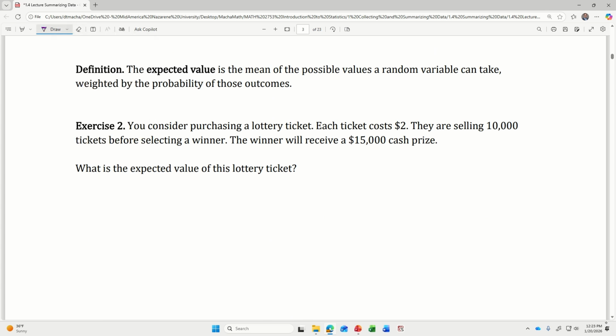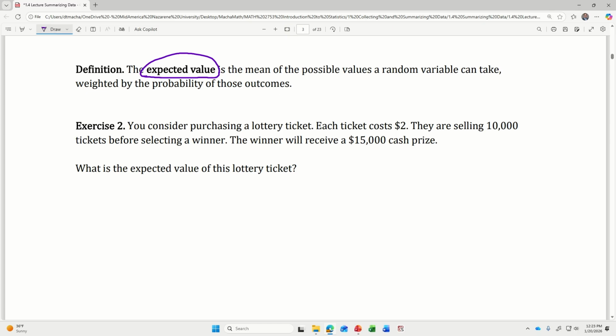New vocabulary word, expected value. The expected value is the mean of the possible values a random variable can take, weighted by the probability of those outcomes. That's kind of abstract, but I'll try to explain what I mean through examples.